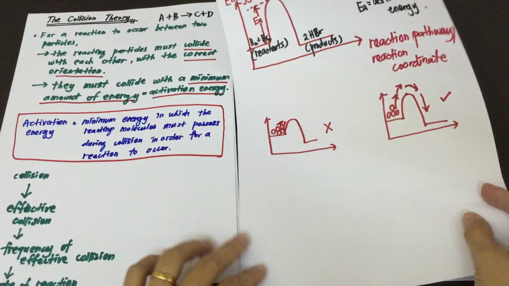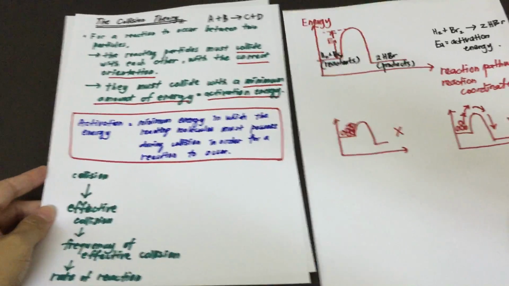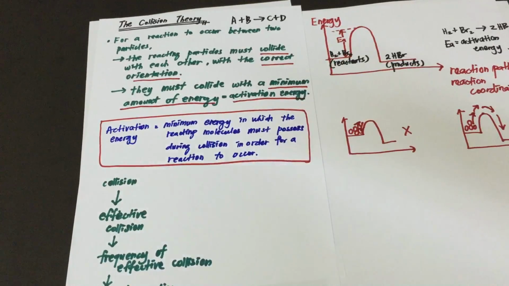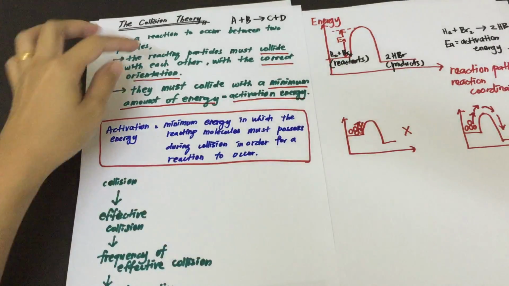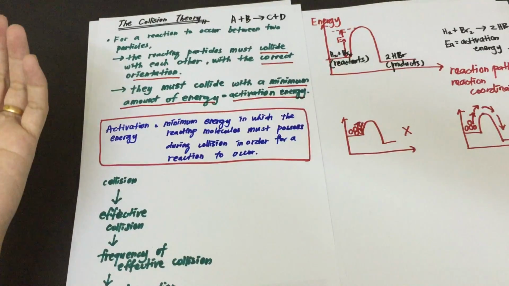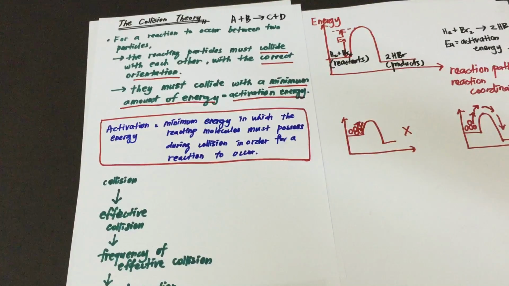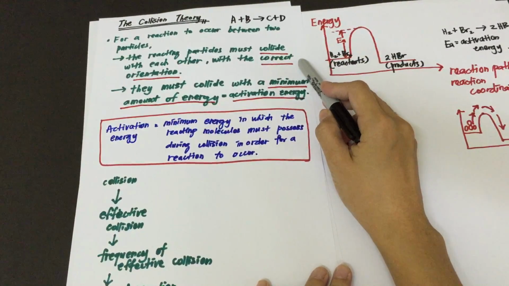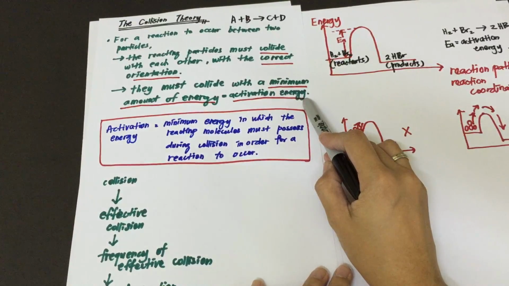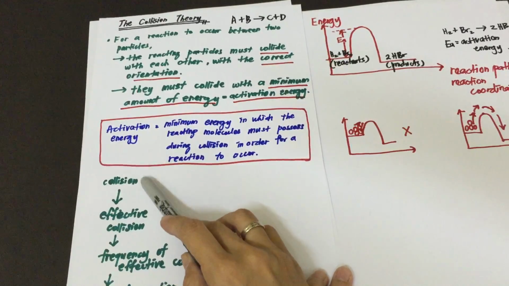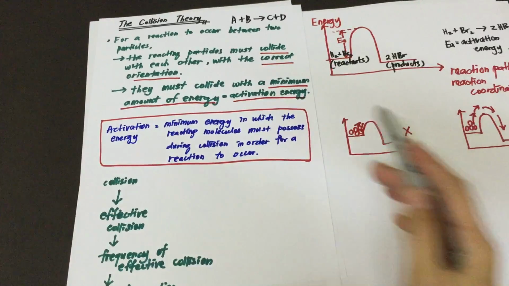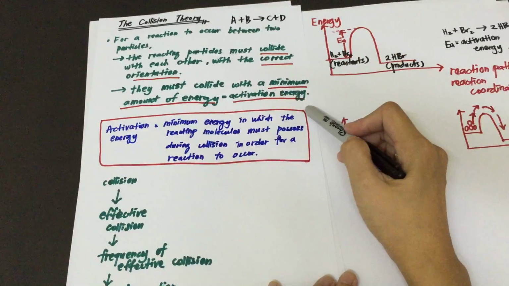So now we go back to the point over here. When we discuss the collision theory, we must always remember that in order for a reaction to happen, reactants must collide with each other and form products. So during the collision, they must collide with correct orientation, and they must collide with a minimum amount of energy called the activation energy. During the collision, this is the most important point for the whole reaction to happen, because without collision, we cannot achieve this, and we also cannot achieve this.